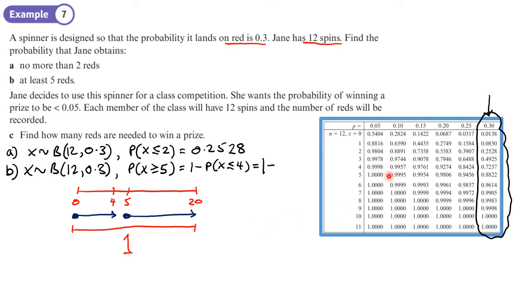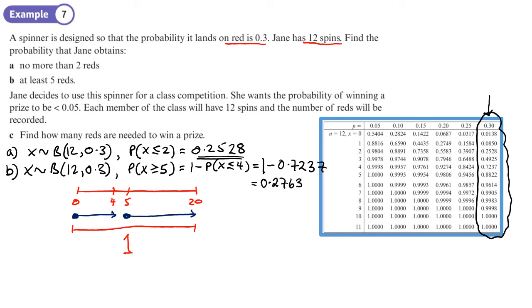Less than or equal to 4 is here, so it's 0.7237. I've got to take that away from 1. Let's do that. 1 minus 0.7237, and that is 0.2763.